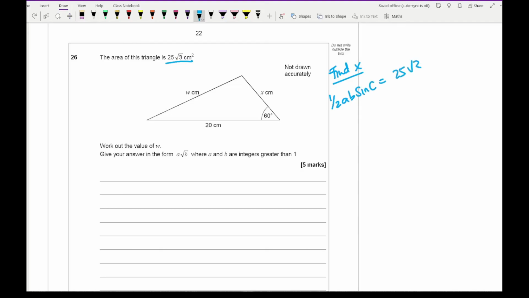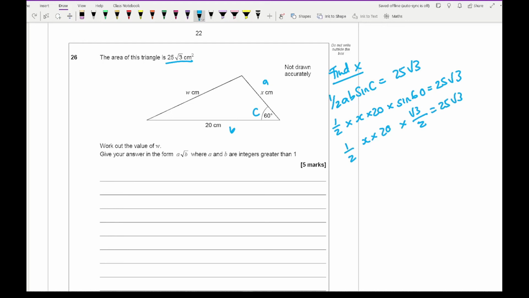equals 25 root 3. Now labelling a triangle, if that's capital C, this is going to be A and this is going to be my B. So what I've got is 0.5 times, well, let's write it as a fraction actually because it's going to be easier when working on non-calculator paper. I've got a half times A, which is x, times B, which is 20, times sine 60 equals 25 root 3. Now sine 60 in its exact value is root 3 over 2. So multiply that by 20 times x times a half, and that all equals 25 root 3.